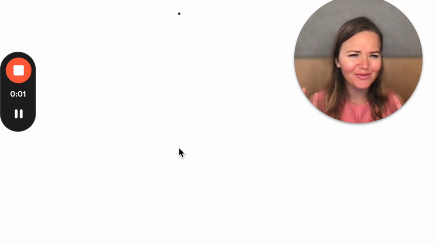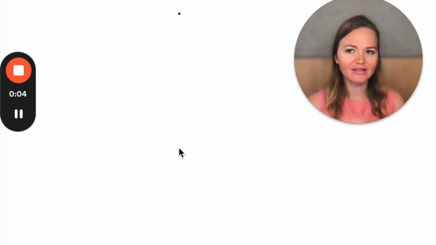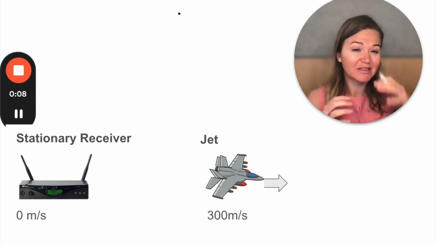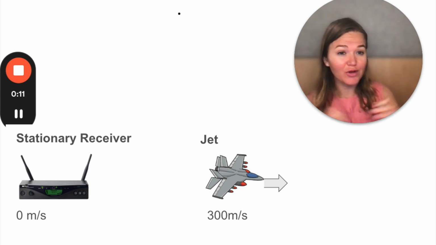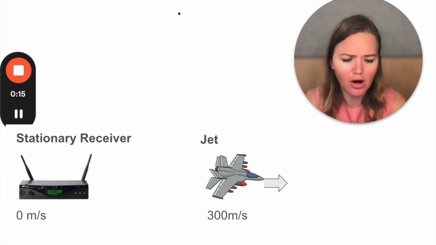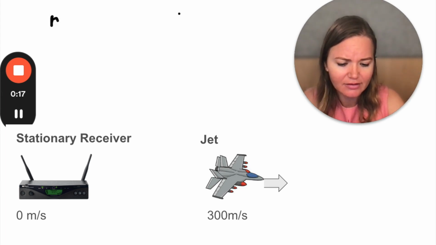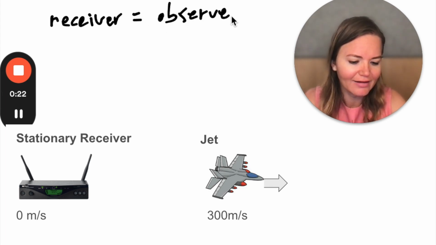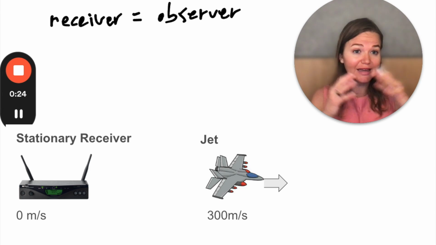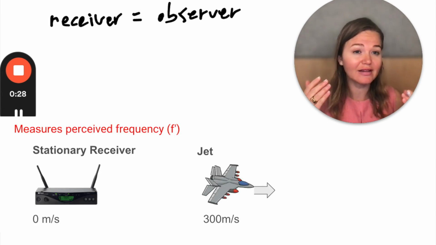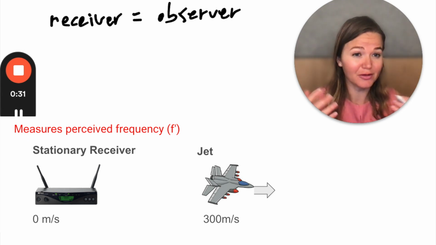So let's break down what's going on in the question here. We've got a stationary receiver, and it detects a change in frequency from a jet moving away from it at 300 meters per second. So what's going on there? Well, our receiver, in this case, is like the observer. It's the thing observing the wave. If, again, there's relative motion between it and the wave, that receiver is going to detect a change in the frequency of the wave from its actual frequency, right?